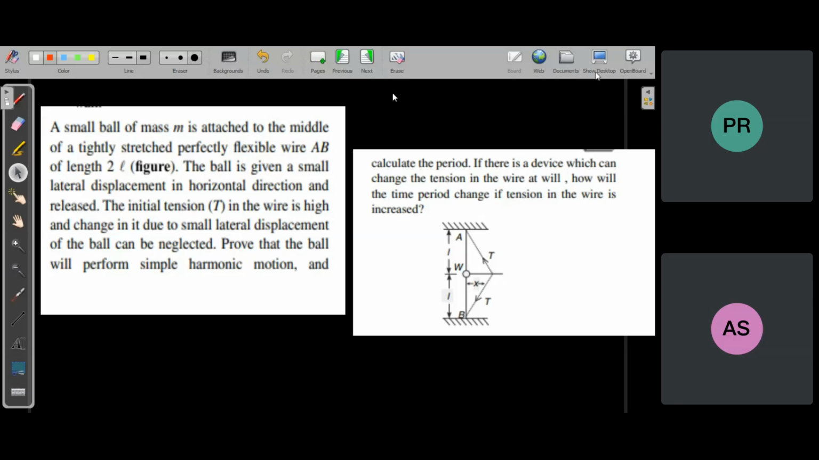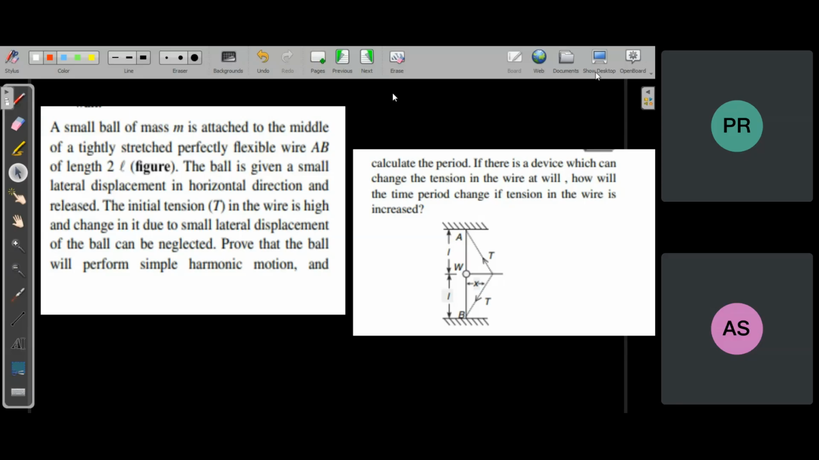Tell me. Sir, after giving a lateral displacement, sir, assume that the ball is making an angle theta, sir, with respect to horizontal. Then the component of tension along the vertical direction will be T sin theta, sir. It will be cancelled, no? T sin theta, sir. And the force will be 2T sin theta, no, sir.